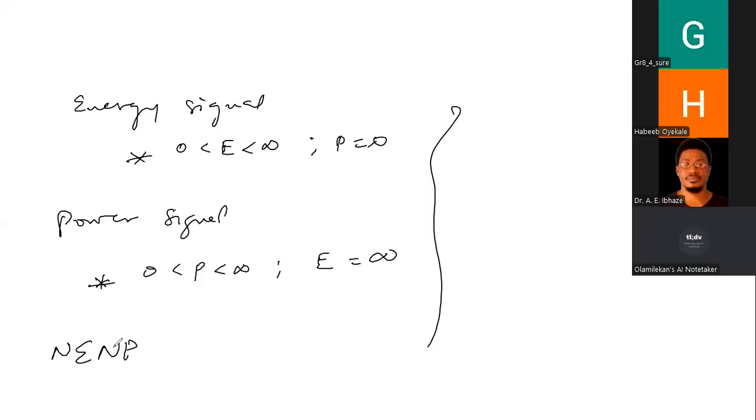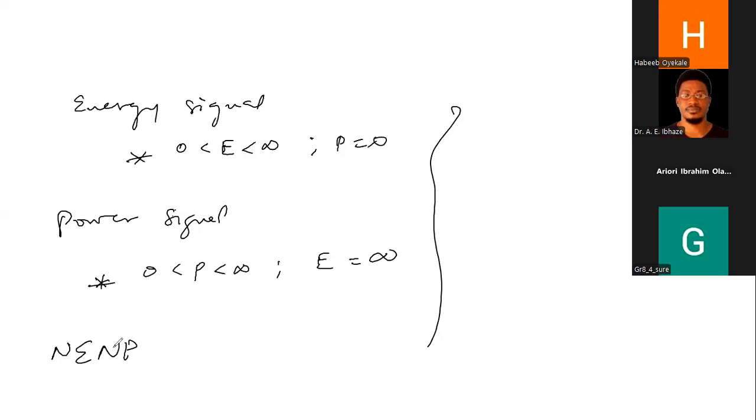Yes, good afternoon, sir. I wanted to know, you said the energy signals must be absolutely integrable and they have Fourier transforms. Does it mean signals that are absolutely integrable have Fourier transforms? Yes. So when we get to Fourier transform and Fourier series, we are going to talk about the Dirichlet conditions. And one of the Dirichlet conditions is that the signal must be absolutely integrable. Then they should have finite maxima and finite minima and all of that. So we'll come to that.